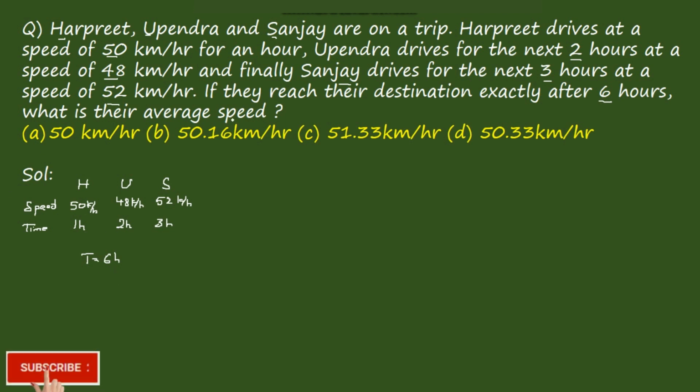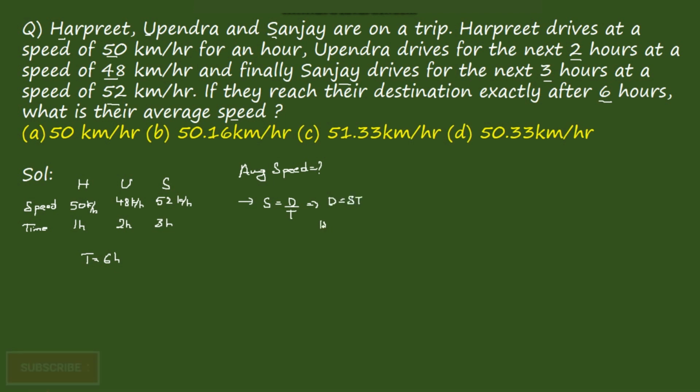What is the average speed? We have to find the average speed. That is how much we have to find out. For that, first we will have to find the distance traveled by each one. We know that speed is equal to distance by time, so distance is equal to speed into time.